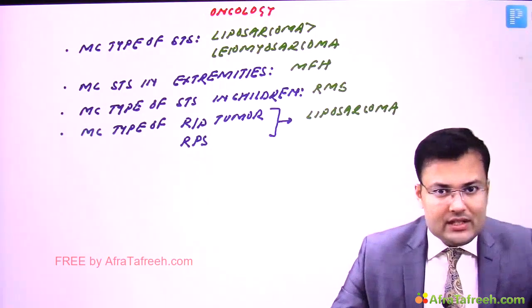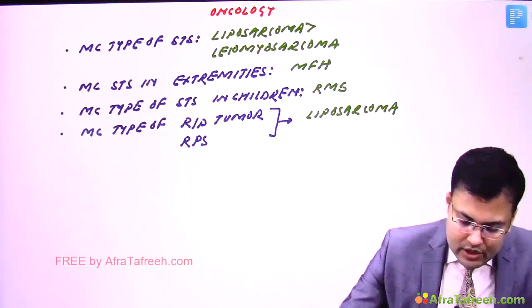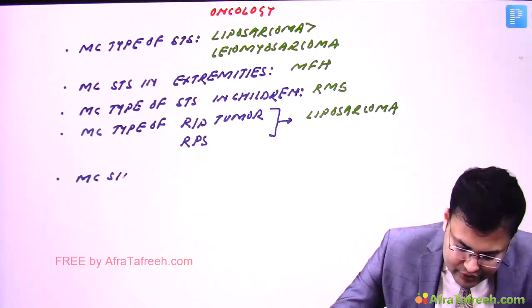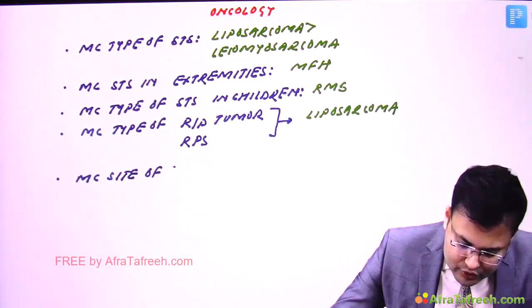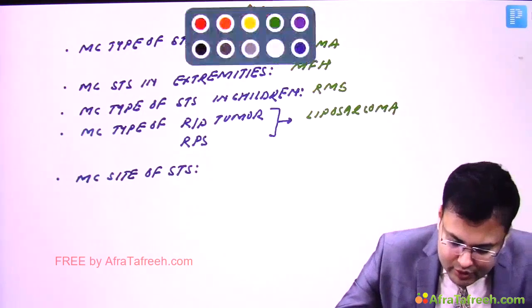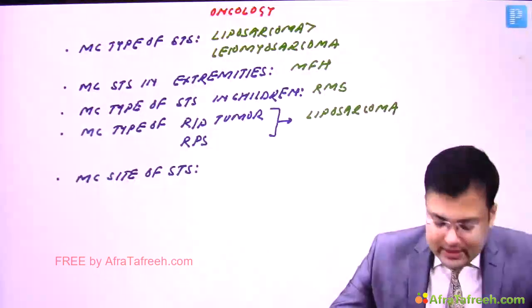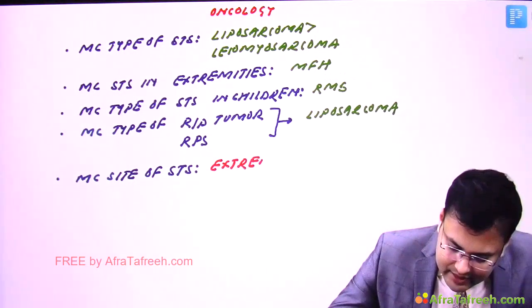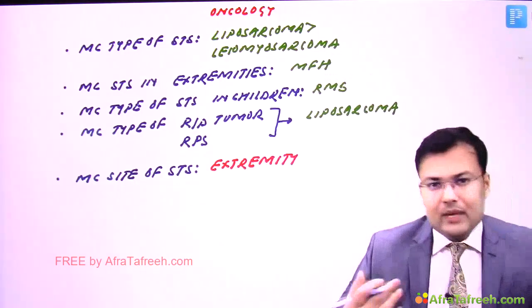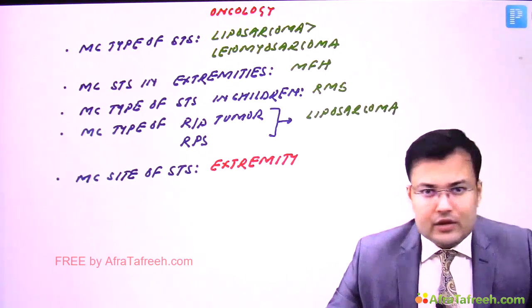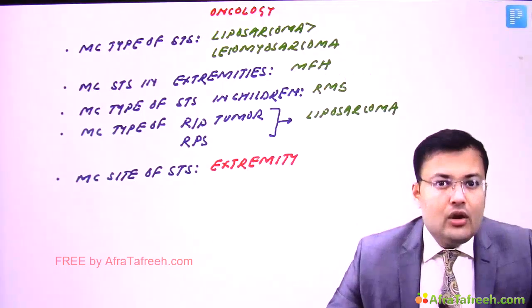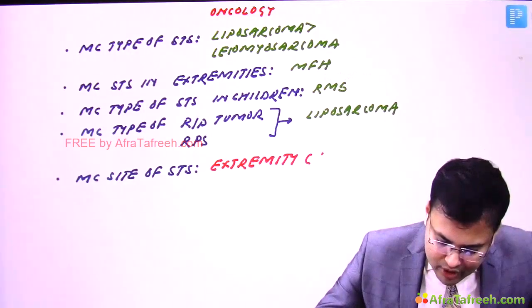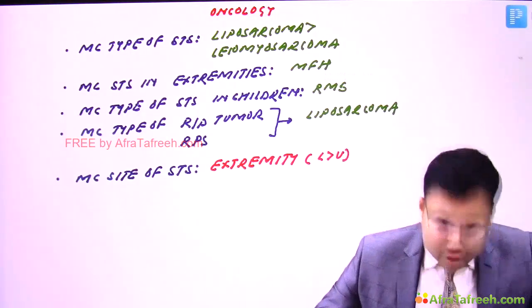Now see the questions related to site. Overall, what is the most common site of soft tissue sarcoma? Overall, the most common site is the extremities. And you have seen that between upper and lower extremity, soft tissue sarcoma is more commonly seen in the lower extremity. So if we compare, it is more common in the lower as compared to the upper extremity.